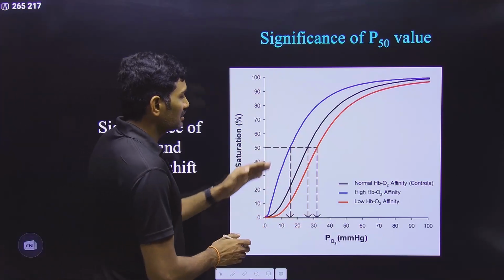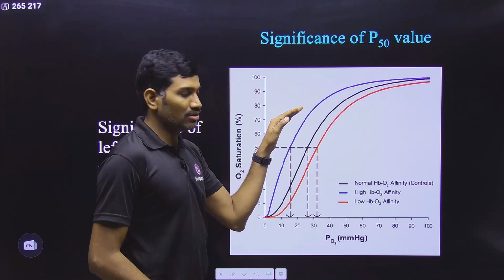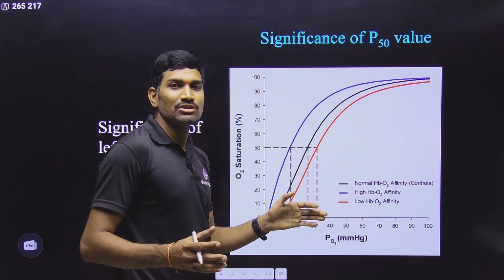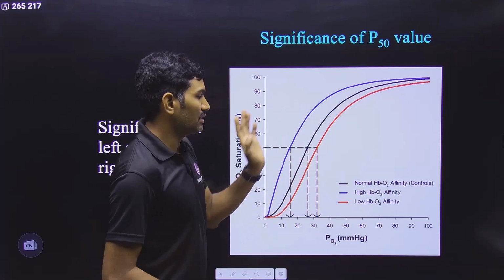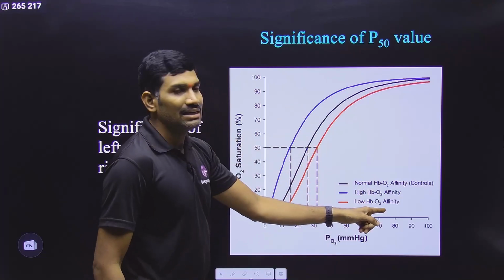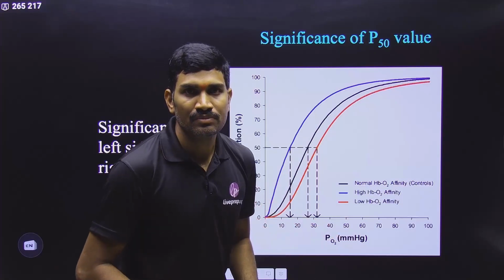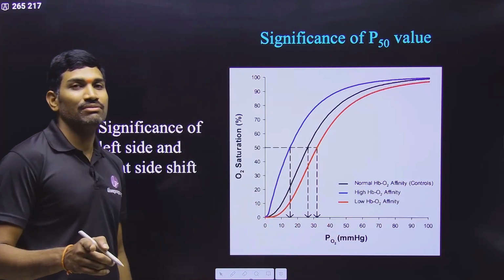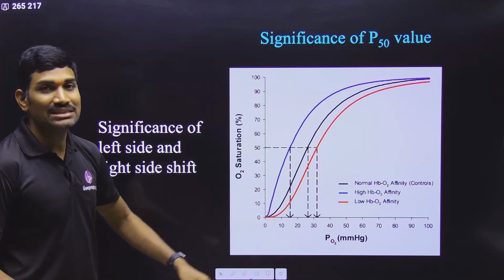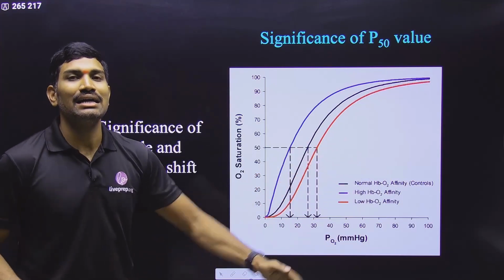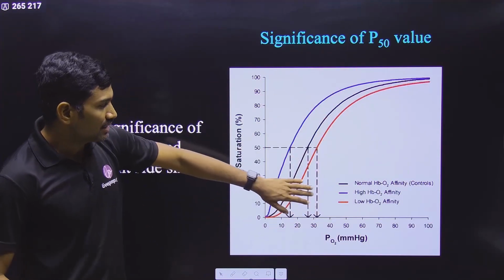That means in this case, for the blue line, see here, blue line, high hemoglobin oxygen affinity. That means oxygen will quickly bind with this particular one. But the red line has very little affinity, and the black one is intermediate. So please remember, P50 values are very important in understanding the affinity of oxygen to bind with hemoglobin or any other molecule. This is what they are saying.